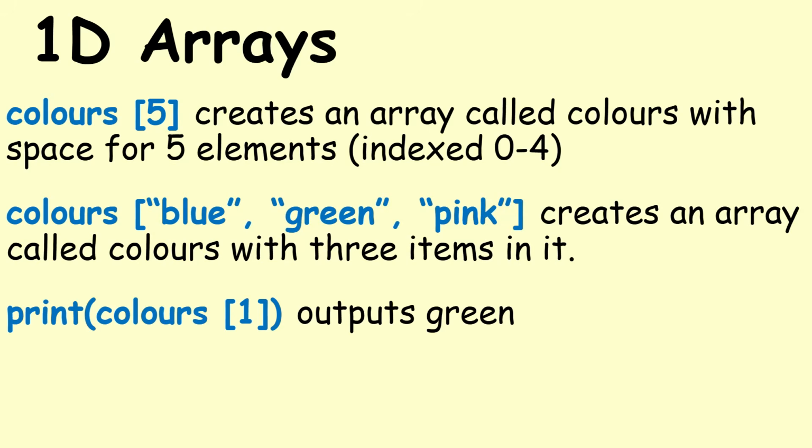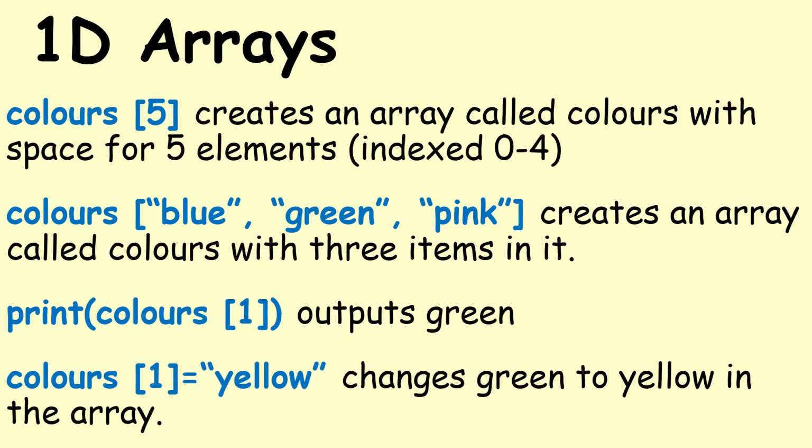This line here would print whatever's in index 1 in our colours array. So in this case, green would be in index 1 because we start at 0. And then this would change whatever's in index 1 to yellow. So at the moment, index 1 is green, but it would change it to yellow.